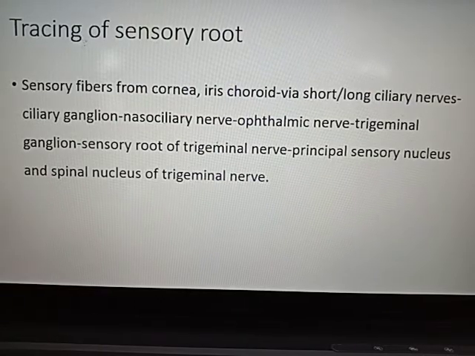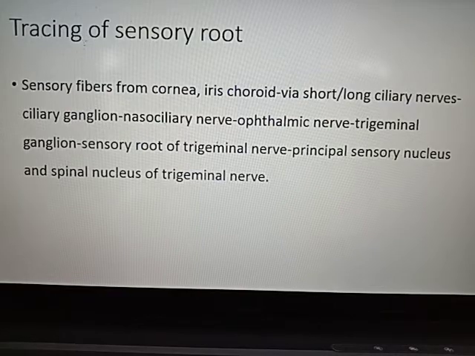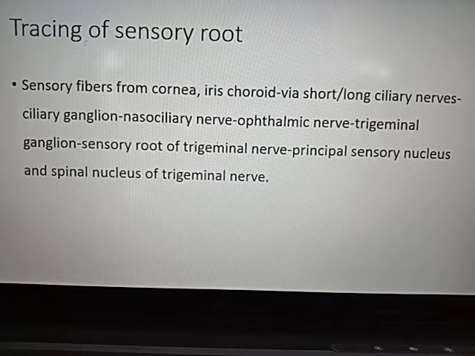The sensory fibers from the cornea, iris, choroid, etc., go via the short or long ciliary nerve to the ciliary ganglion, and from the ciliary ganglion, the sensory impulses go to the nasociliary nerve, then to the ophthalmic nerve, and then the trigeminal ganglion. From the trigeminal ganglion, the impulses go to the sensory root of the trigeminal nerve, and from this region to the principal sensory nucleus and the spinal nucleus of the trigeminal nerve. This is the tracing of the sensory route.